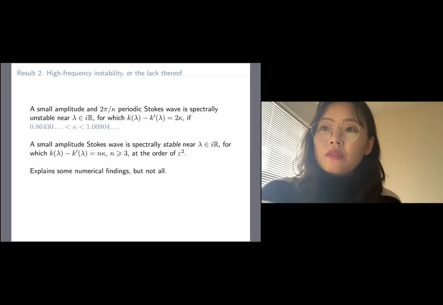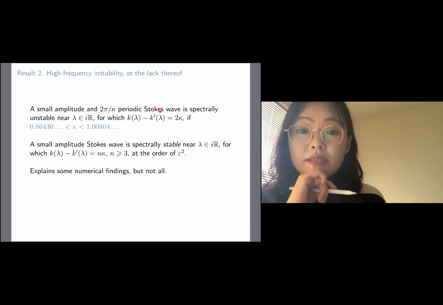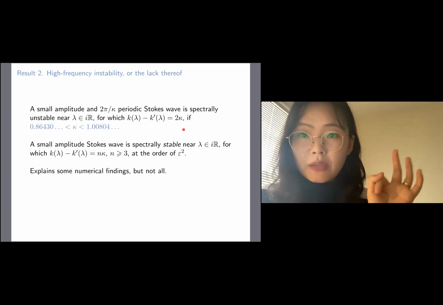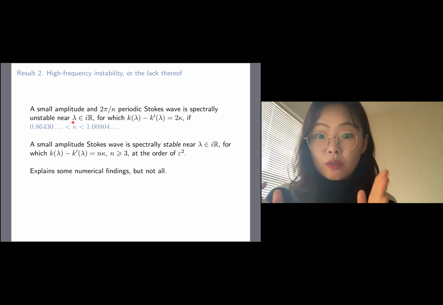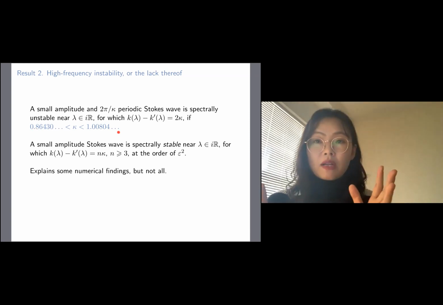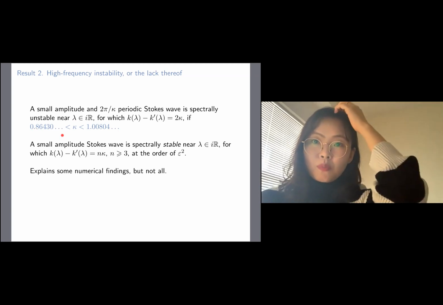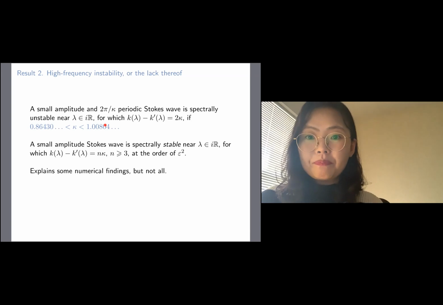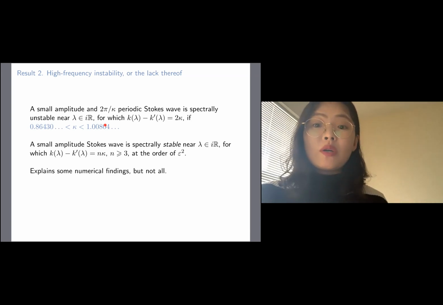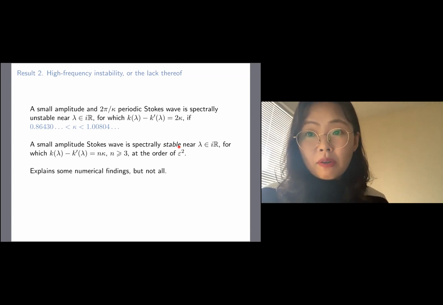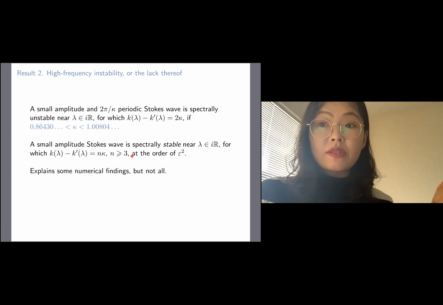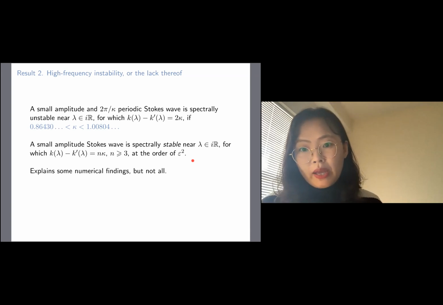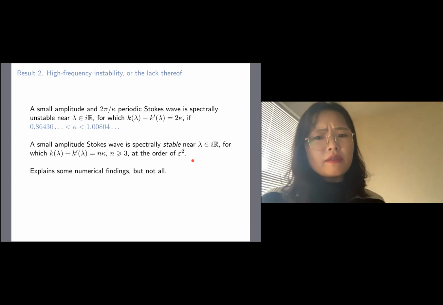And here, the Stokes wave is going to be spectrally unstable near the resonant eigenvalue of the lowest order, 2, if the wave number of this unperturbed Stokes wave is in this interval, whose lower bound is approximately 0.864, and the upper bound is slightly greater than 1. And our analysis detects no instability, so things are stable at the resonance of higher orders up to the lowest order. So we explain some of these numerical findings, but not all of them.